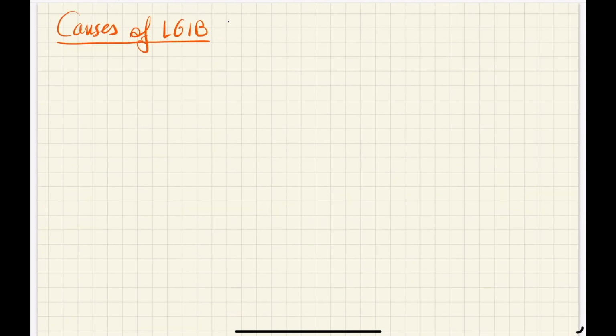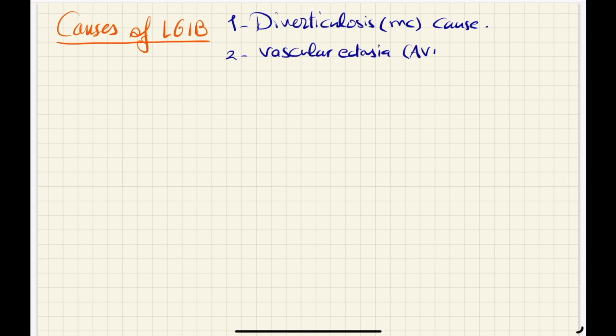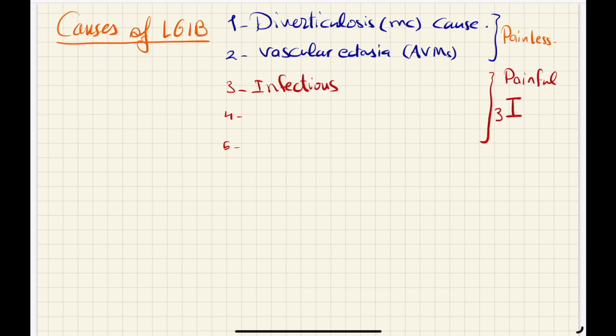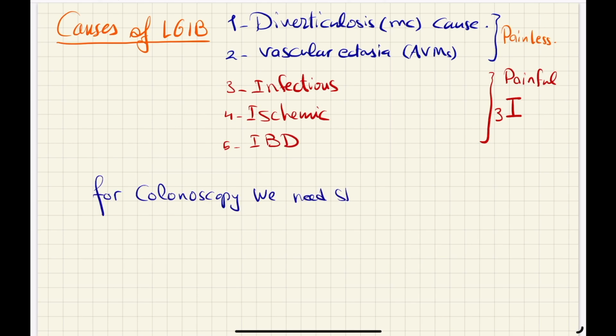Now, as causes of lower gastrointestinal bleed, we have diverticulosis in the elderly, which is usually painless, and we have AVMs, vascular ectasias, arteriovenous malformations. These two causes are painless. We have the painful causes, when the patient is in pain, he says I. So we have three I's: infection, ischemia, and IBD. We'll discuss them later on in more detail.